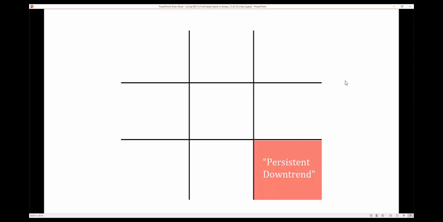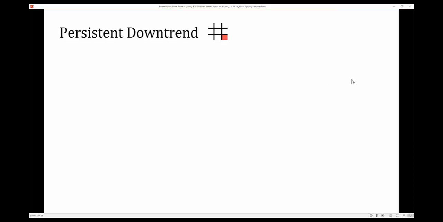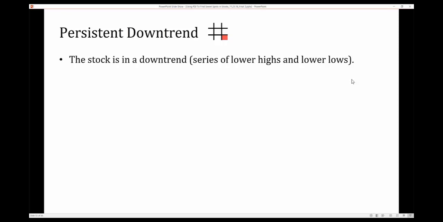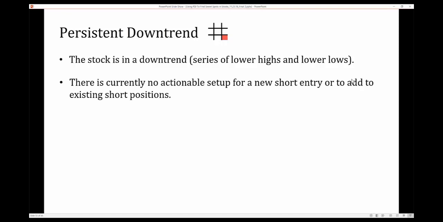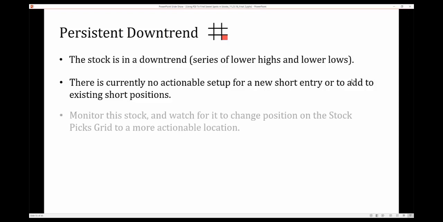So let's look at the bottom right square, persistent downtrend. That's what I call it, okay? And here's what it means. Persistent downtrend, stocks or tickers in that category on my grid, means the stock is in a downtrend, a series of lower highs and lower lows has been established. There's currently no actionable setup for a new short entry or to add to existing short positions. And we want to monitor this stock and watch for it to change position on the stock picks grid to move to a more actionable location.